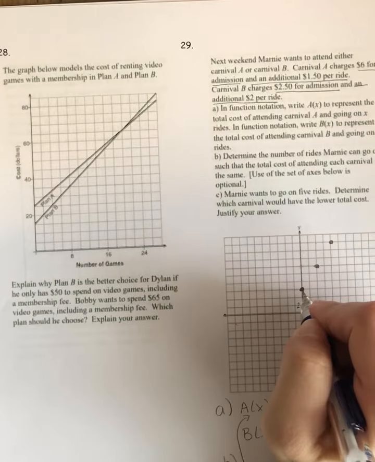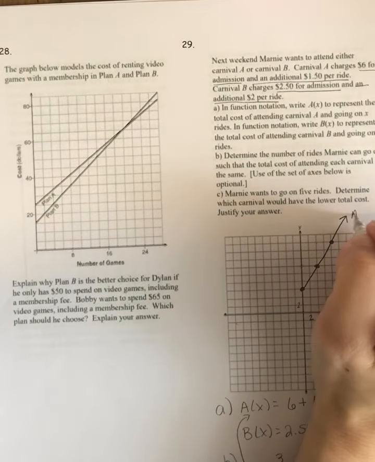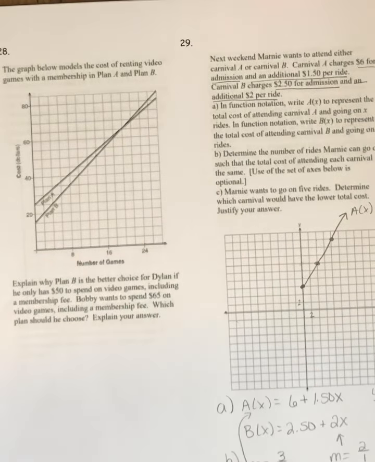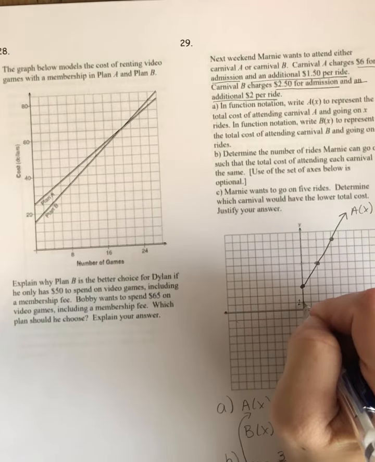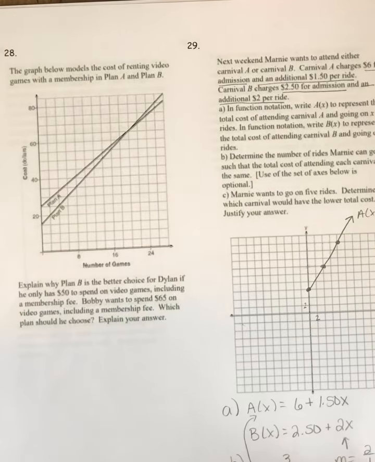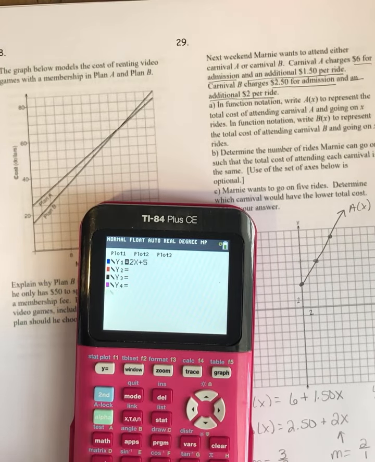I'm not even going to go in the other direction, so when I connect my line, I'm just going to make it go this way, and I'm going to label that A of X, because we can't go in the negative direction for rides. When I graph this one, it's going to be a little bit harder. So 2.5 is right here, and then we didn't even go by whole numbers on here, so it's going to make it harder. My suggestion is to go to your calculator if you don't have a whole number for your b and make the calculator do it for you.